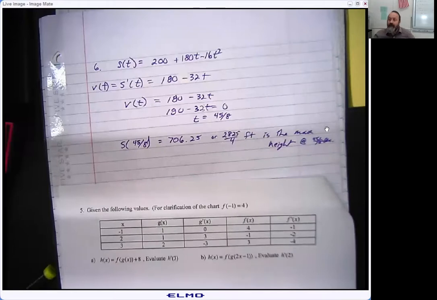And that should finish up our first 6 questions. That's numbers 4 through 6.